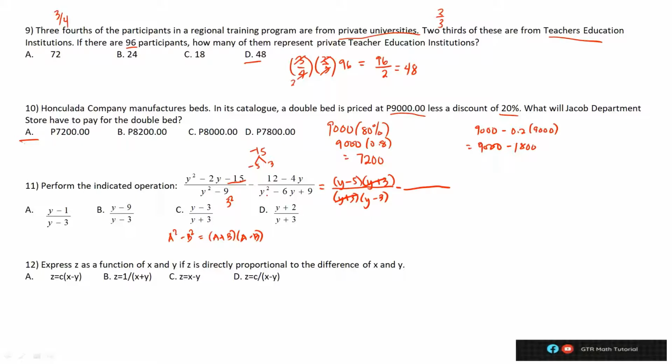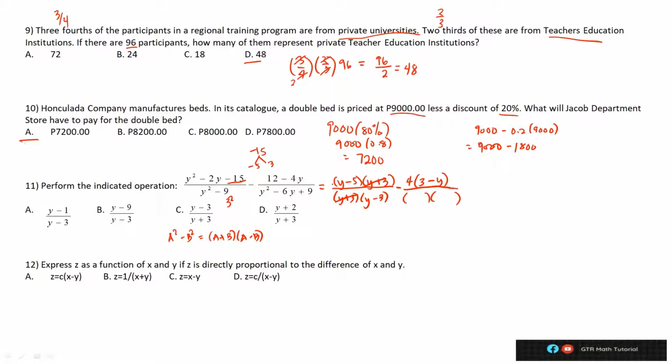Then dito naman sa kabila, so we have, ito, numerator, 12 minus 4y, may common sila. 12 and 4, may common na 4. So factor out 4. So nilabas natin yung 4. So 12 divided by 4, so may matitira pa ditong 3 minus, pinactor out yung 4, so magiging y na lang ito.